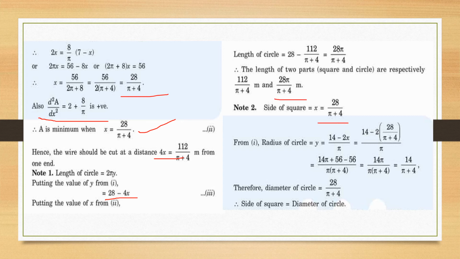Okay, and the side of the square x is equal to 28 upon pi plus 4, and the radius of the circle is y, which can be calculated from here. And the radius is this, so the diameter will be 2 times this complete term, that is 28 upon pi plus 4. So the side of the square is equal to the diameter of the circle.